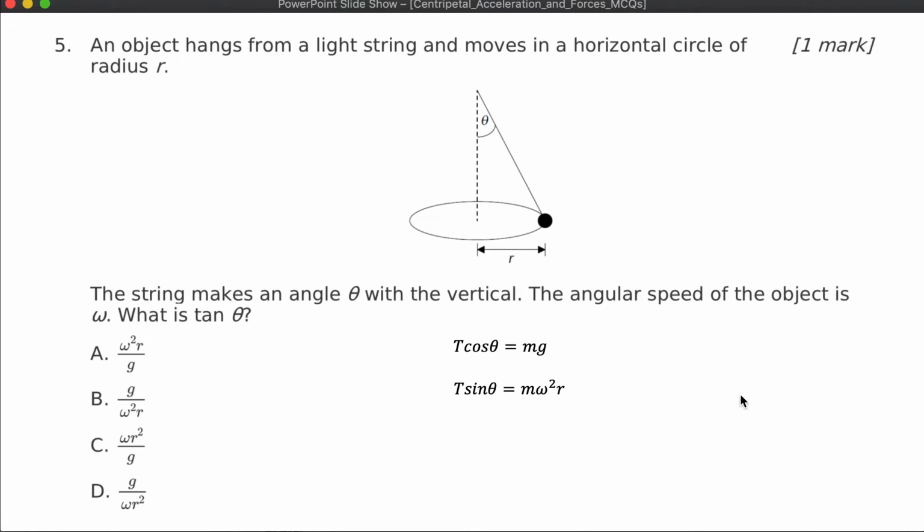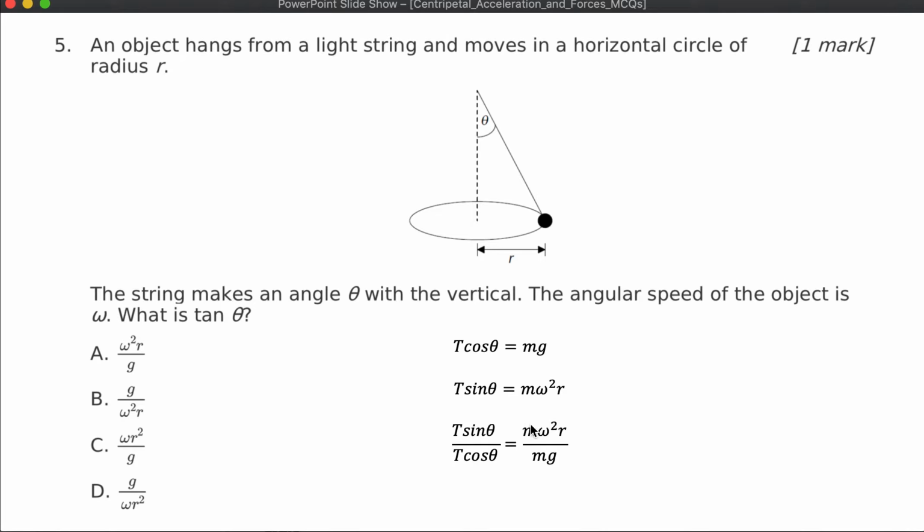Now, here's a nice trick for you. What you can do is take the second equation and divide it by the first equation. If these equations are all equal on left and right respectively, then we should be able to divide each side, and we'll get something out of it. If I take T sine theta, the left-hand side, and divide it by T cos theta, that's the left-hand side of my first equation, then I've got m omega squared r divided by mg. Again, right-hand side of each respective equation here.